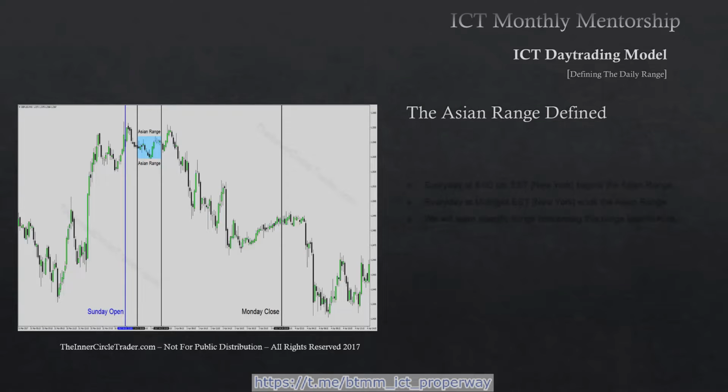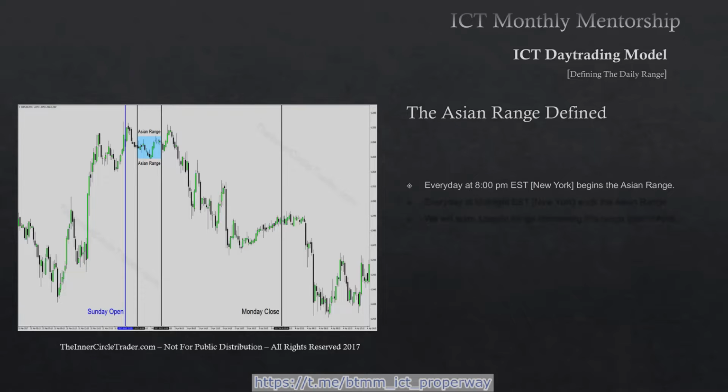Okay, the first element we're going to break down is the Asian range. I get questions a lot. What are the kill zones? What is the Asian range? When does it begin? When does it end? All the things dealing with time of day. So this is the definitive teaching, so that we can go through the rest of the lessons for April day trading. This is the only one you'll ever need to refer to. So if you've seen anything different in the past, this is the real one.